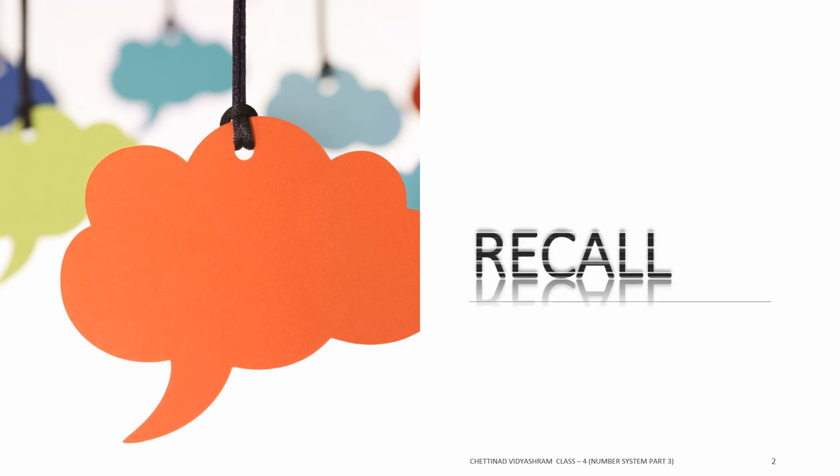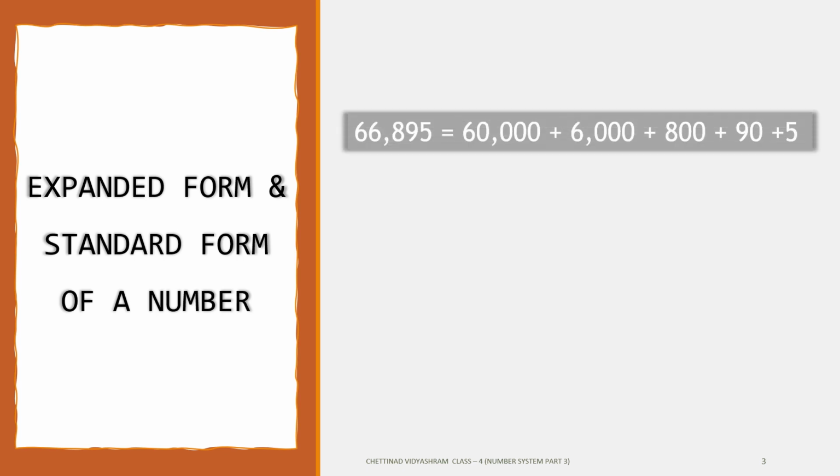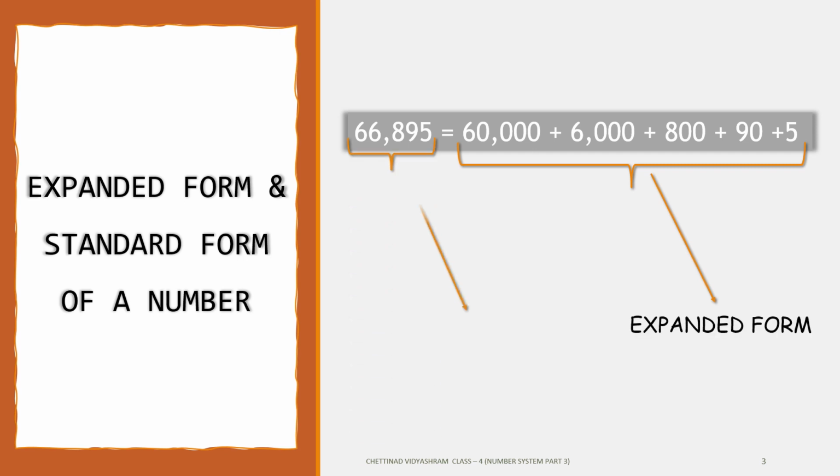Before moving to new topics, let us recall what you have learned in the previous part. Expanded form and standard form of a number. Expanded form of a number is nothing but the sum of the place values of its digits, and the standard form is nothing but the usual way of writing the numbers.